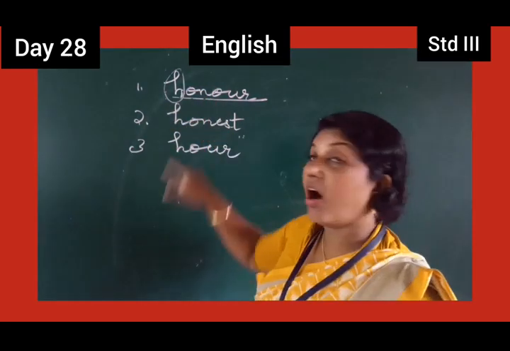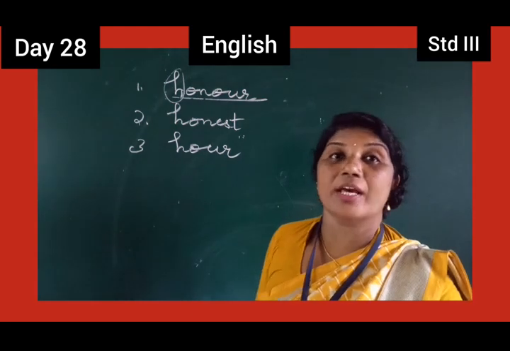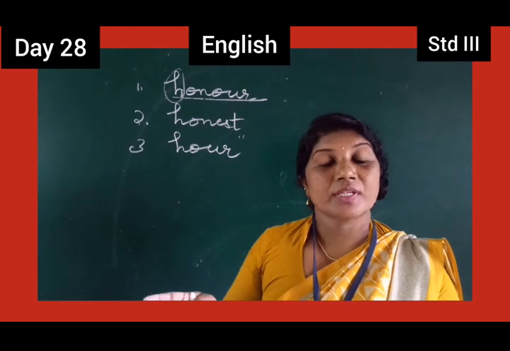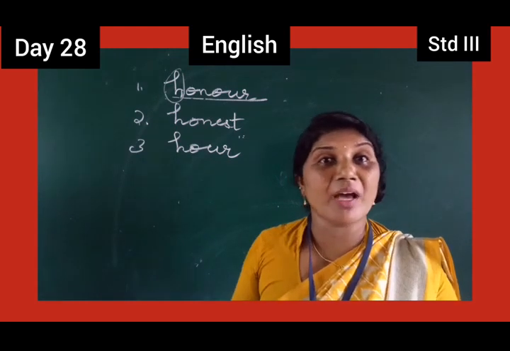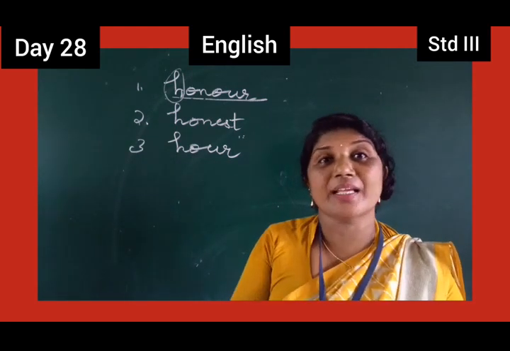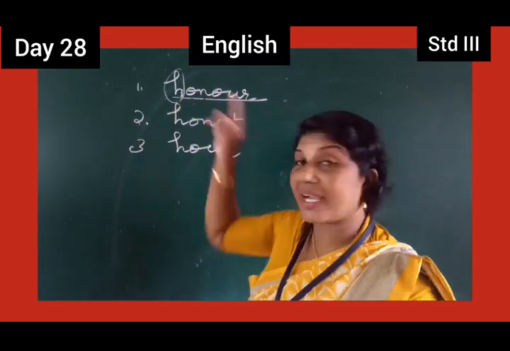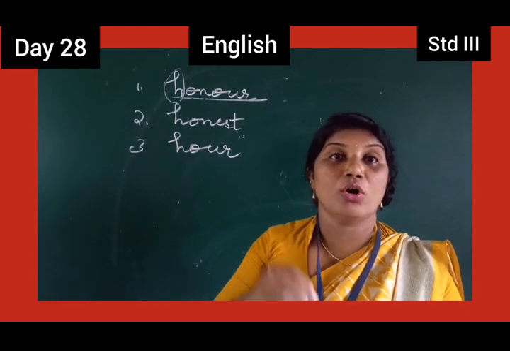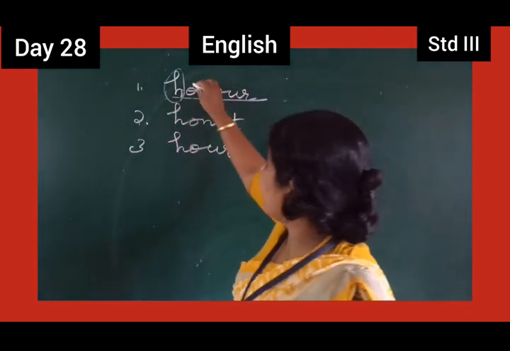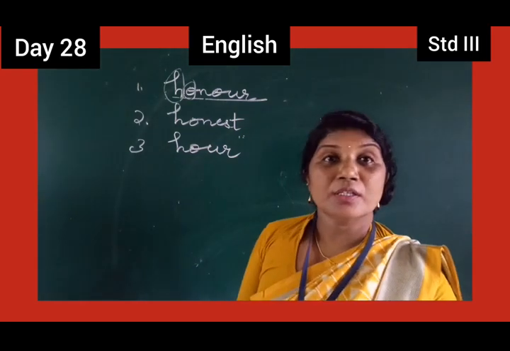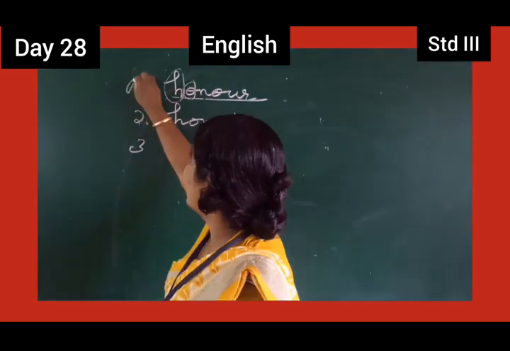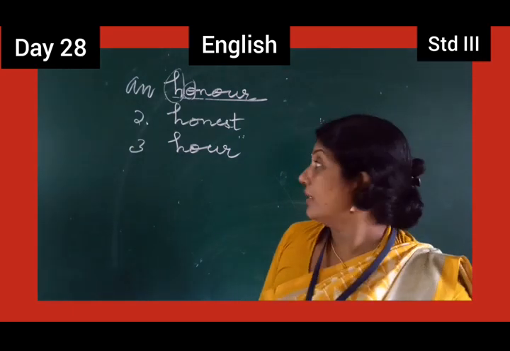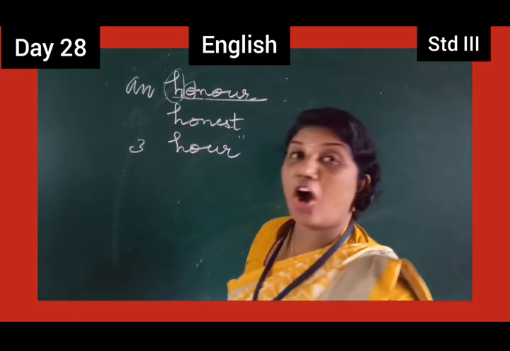So we are pronouncing honor, O, not honor with an H sound. H is silent there. So you should pronounce honor. So O. O is a vowel. You see here O. So here you should use an honor. Right? The next one you see there, honest.